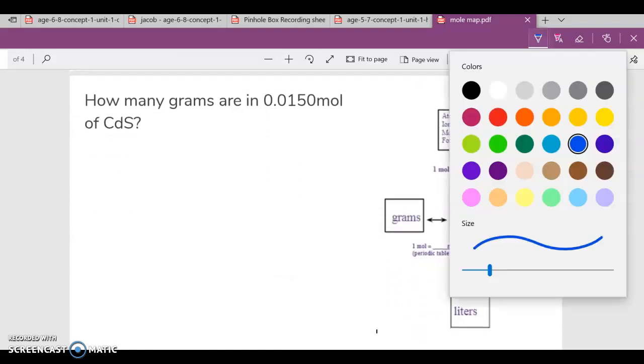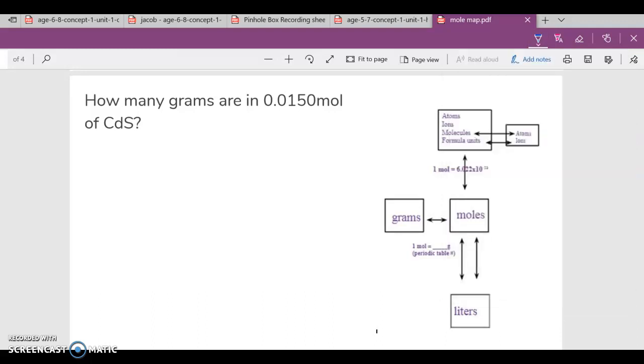So here's my first problem. I'm going to take you through this one. How many grams are in 0.0150 moles of CdS? The way I like to start these problems is go question mark grams, because that's my question. How many grams? Question mark grams are equal to 0.0150 mole of CdS. Now, do you have to put CdS in there? No, you don't have to, but it would be a really good idea because then you always know what substance you're talking about. So I would highly encourage you to do so.